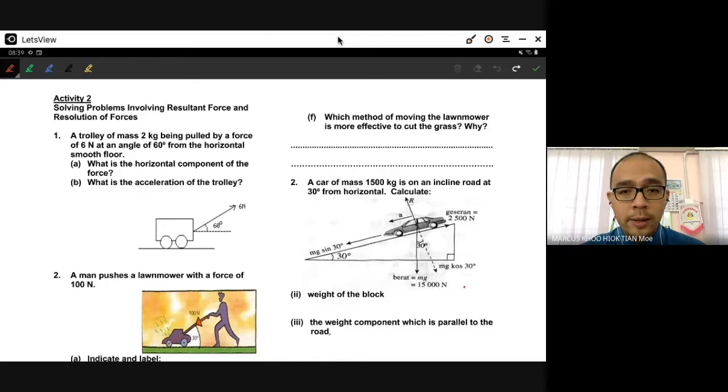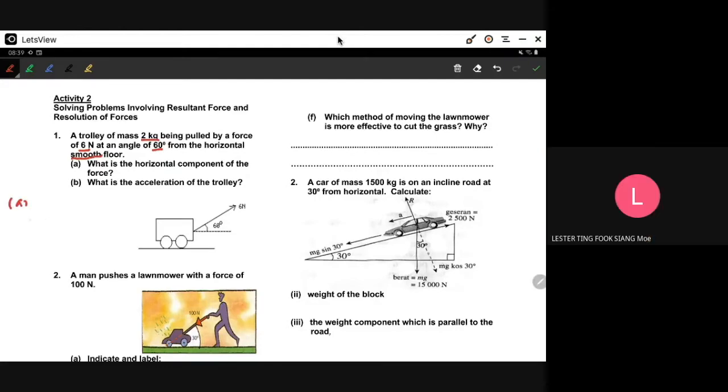Question number 1. A trolley of mass 2 kg is being pulled by a force of 6 Newton at an angle of 60 degrees from a horizontal smooth floor. What is the horizontal component of the force? Lester?